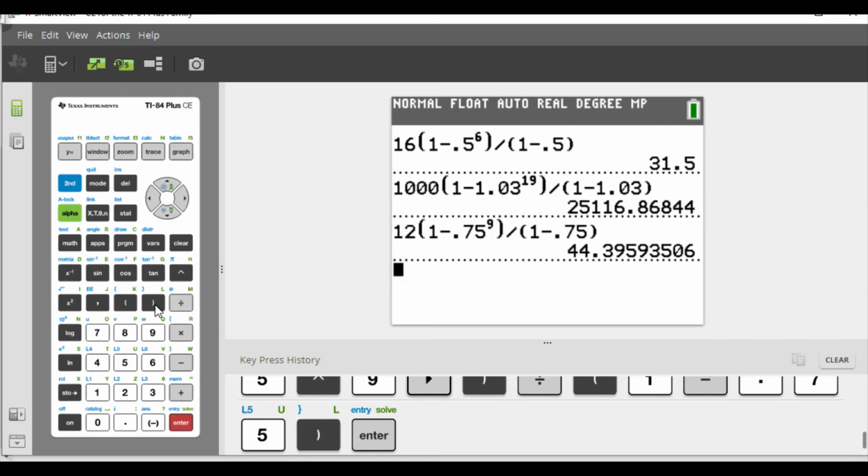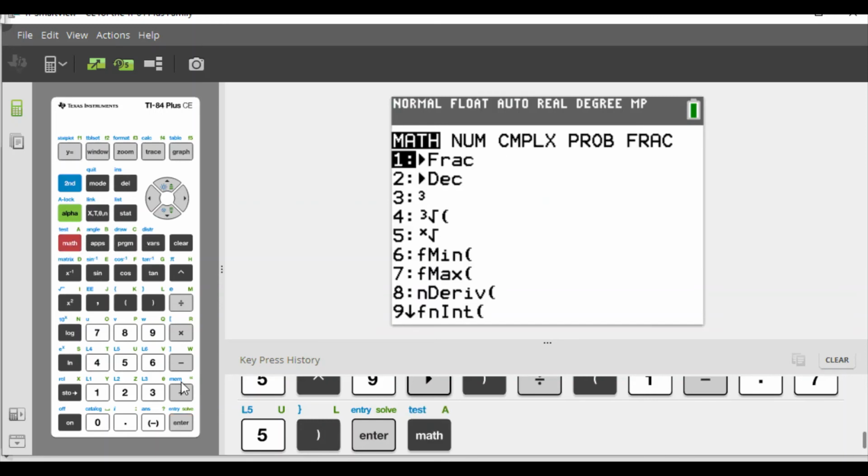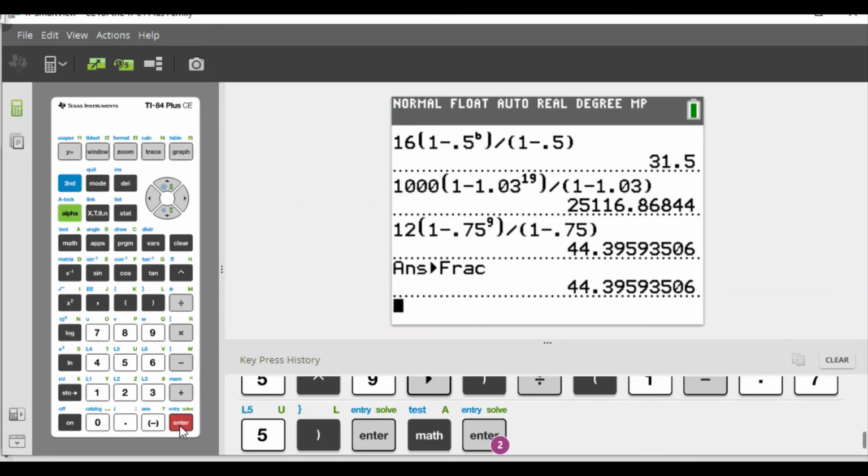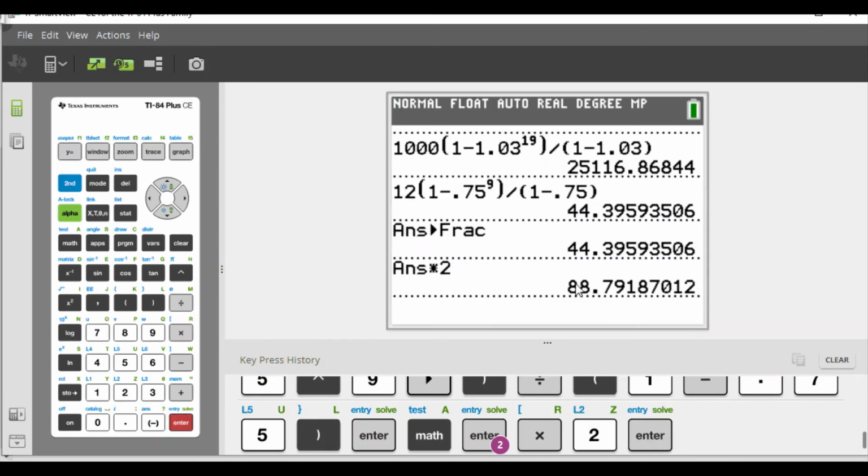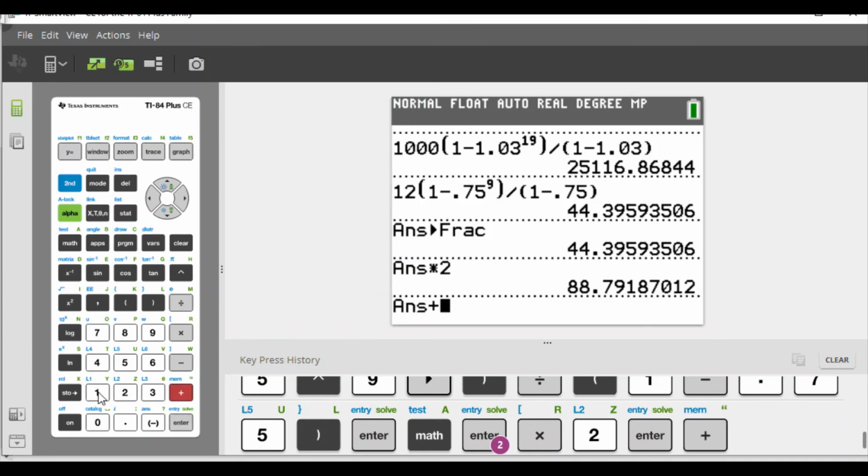44.39593506. Now, if we want to, we could find the fraction here, so hit math, enter. Oh, I guess not. All right, so that's okay. And the reason why it's okay, ladies and gentlemen, is because they're asking us to round off here, so we'll end up rounding off at the very end. Now, we said after we found this height, we're going to multiply by 2. So times 2, we get 88.79187012.